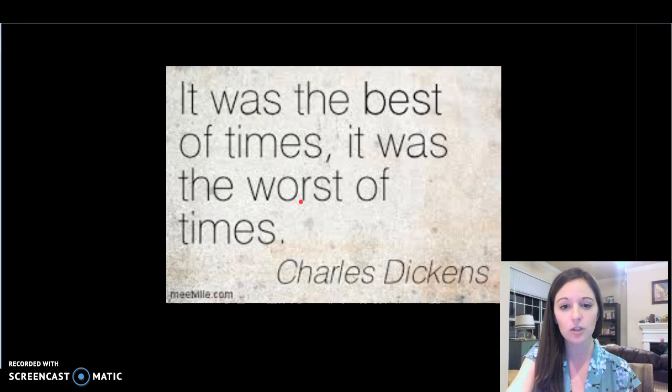And then we also have the parallel structure. It was the, of times. We have a sentence that mimics itself. So what is the purpose of antithesis? As we mentioned before, antithesis emphasizes the words that are not being repeated in the parallel structure. So here best and worst are emphasized.